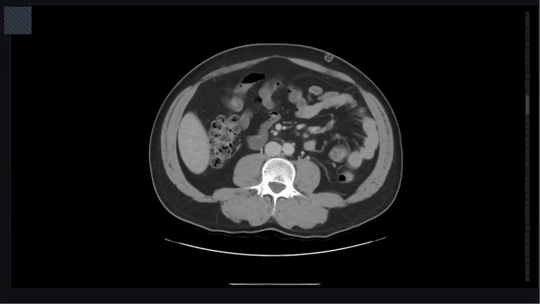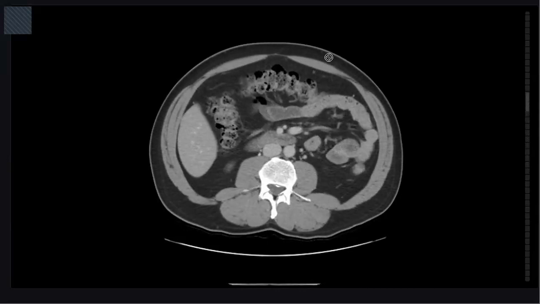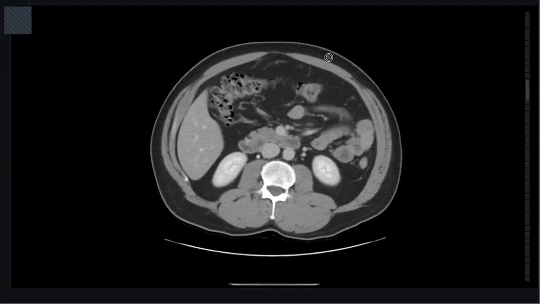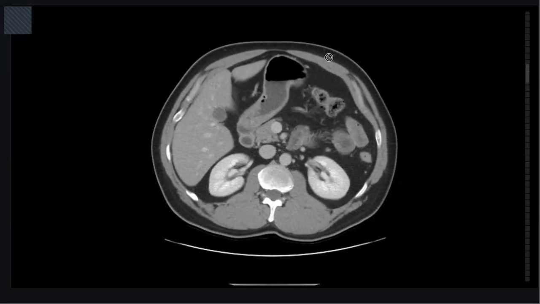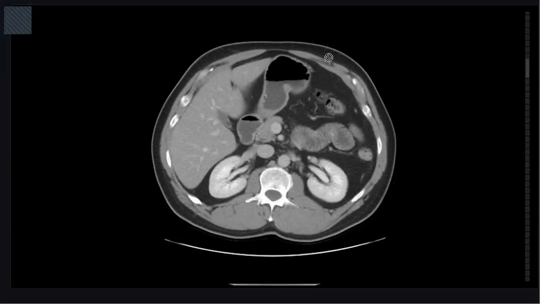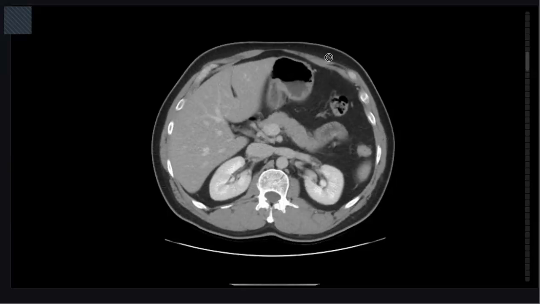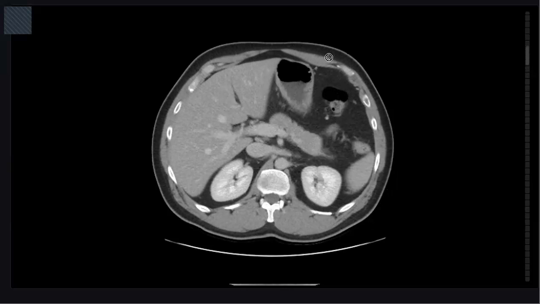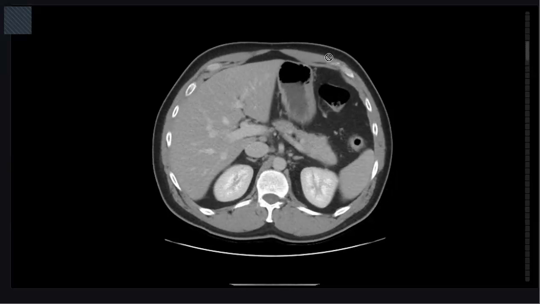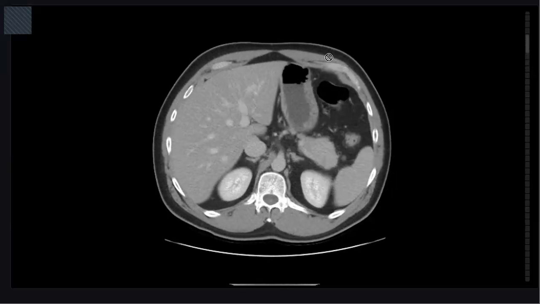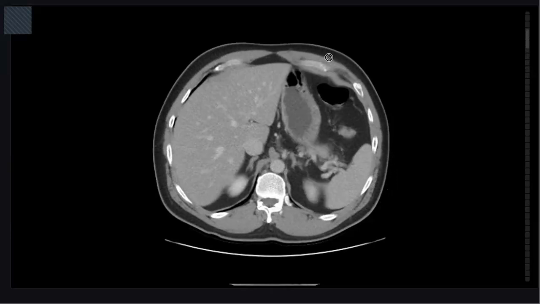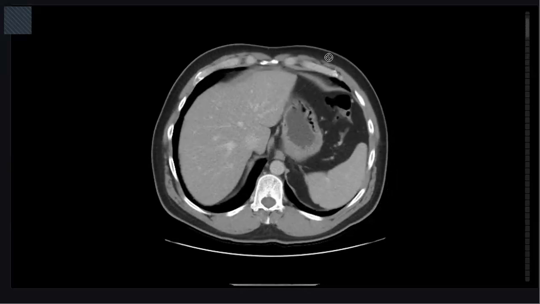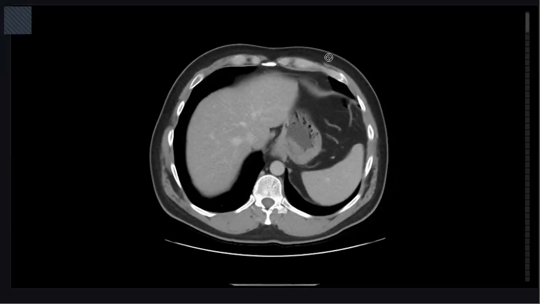So I am going up to the upper abdominal area here. The kidneys look normal. The liver also is normal, and the spleen. The tail of the pancreas, I can see there is a bulky appearance.